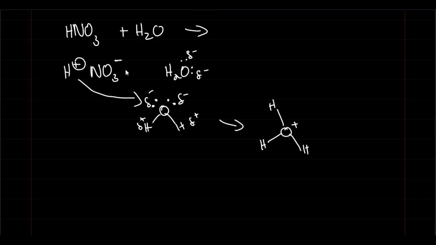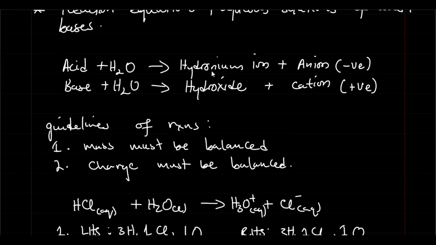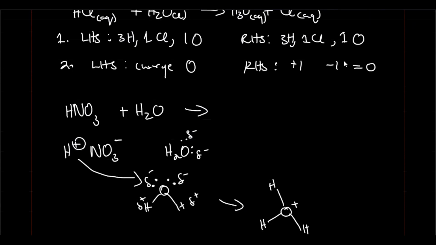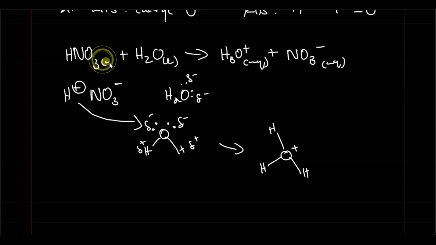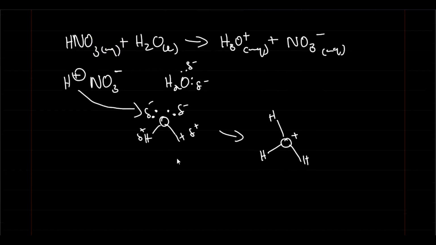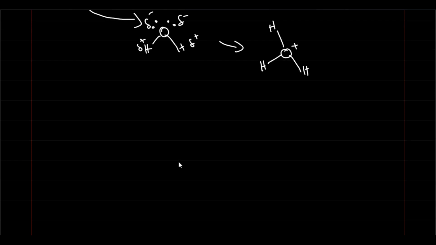So now we are left with the nitrate, right? The nitrate is an anion, it's negatively charged. So when we add an acid to water, what do we get? We get hydronium plus an anion. Hydronium is H3O plus, plus the anion. What is the anion? It's the nitrate in solution. Now, what about bases?